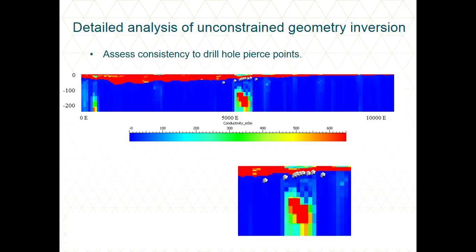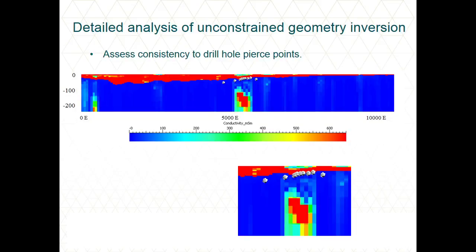Okay, but there were drill hole pierce points there that weren't used in that initial passive inversion, and they're shown here. See them? And those pierce points at the base of cover, you can see, are not coincident with the base of cover from the inversion. It's shown in more detail here.